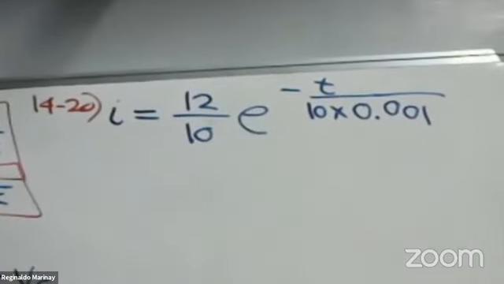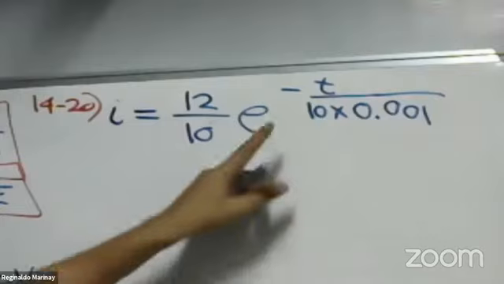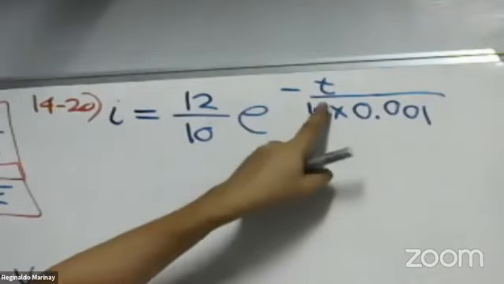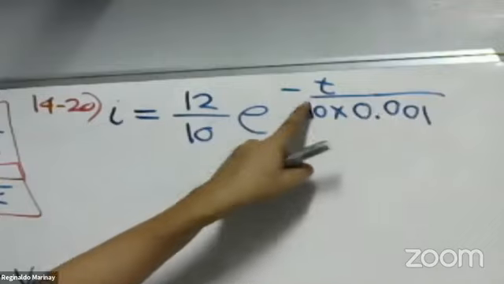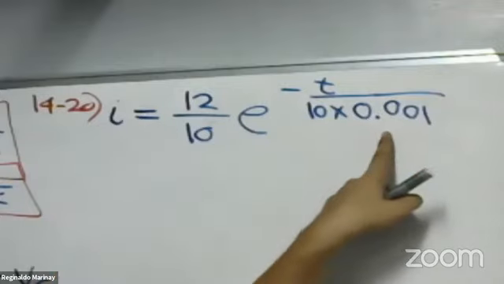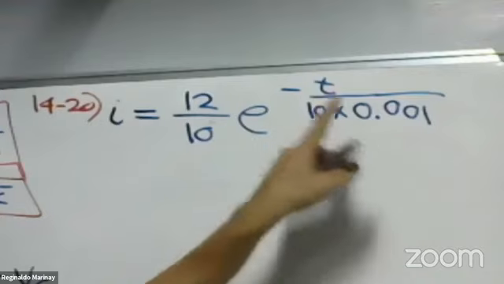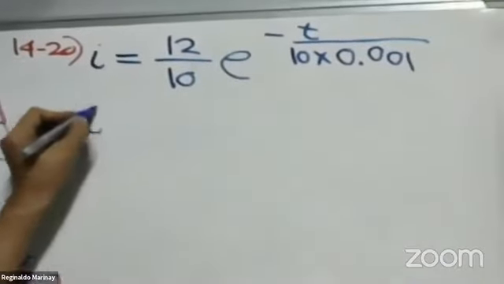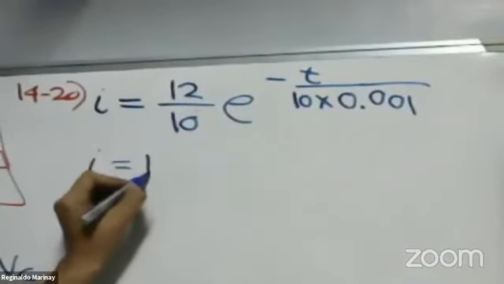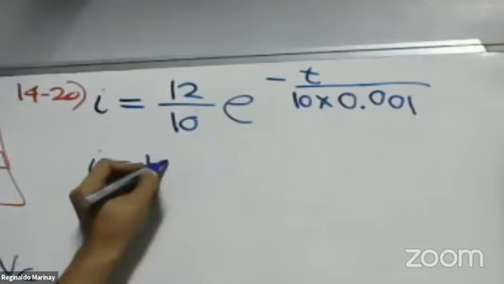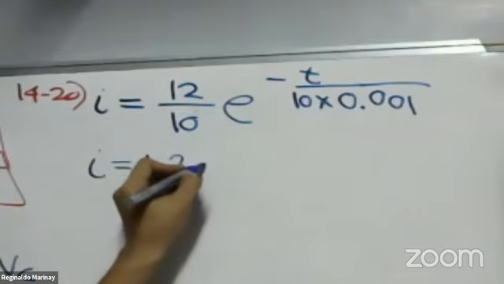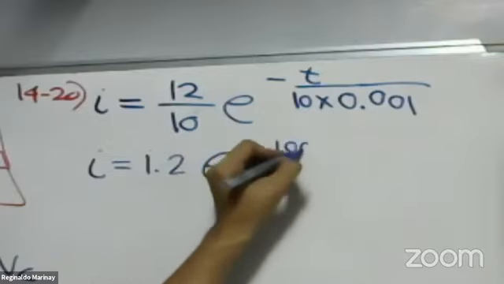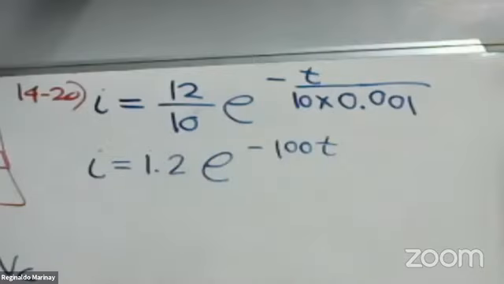Okay. So first, let us multiply this: 10 times 0.001 in your calculator. And then you press now the x raised to negative 1. So what will be the answer? I think that is 100. Right? So our I will be, this is 1.2, right, guys? 1.2. So this is e raised to negative 100t. So that will be our answer.